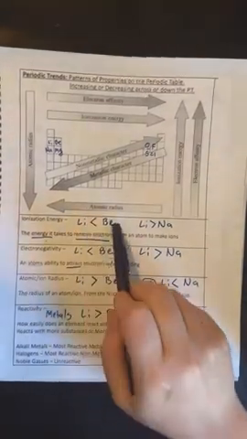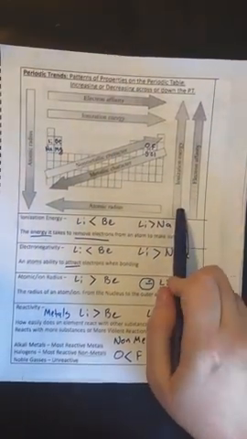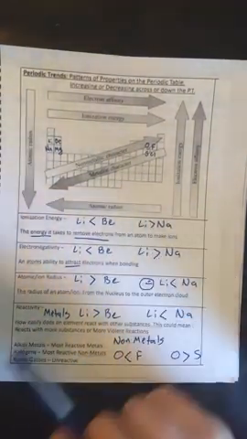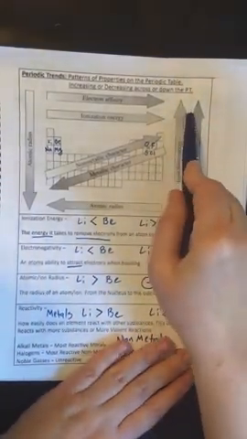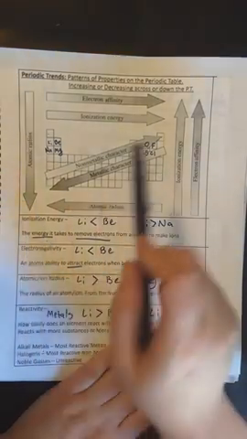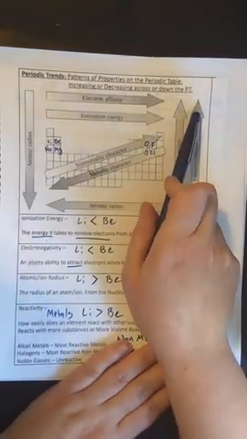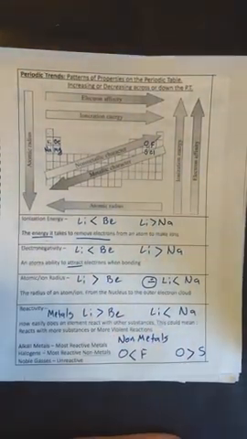I will give you two elements to compare, and then you're going to use these arrows to help you figure out what has the higher value. If the arrow points up, the one higher up will have the higher value. If it points down, the one towards the bottom will have the higher value. If it points to the right, the one on the right will have the higher value. If it points to the left, the one to the left will have the higher value.